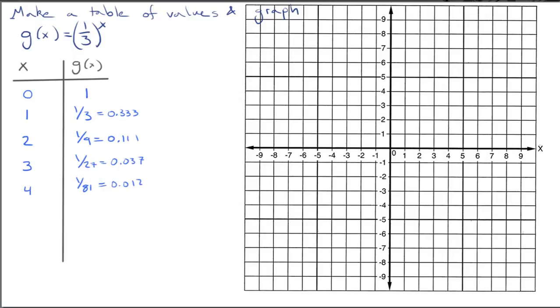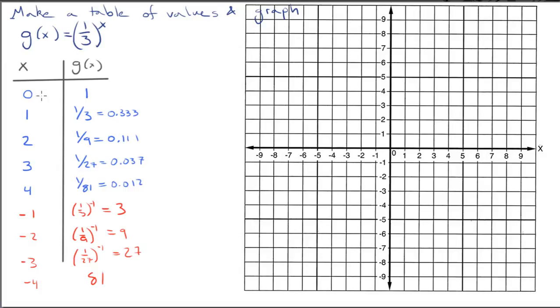All right. How about some negatives? Let's get some negative values. Negative 1. Well, that's 1/3 to the negative 1. The reciprocal of 1/3 is 3. Then negative 2 is the reciprocal of 1/9, which is 9, and then to the negative 3 should be the reciprocal of 1/27, 27, and to the negative 4 will give us 81.